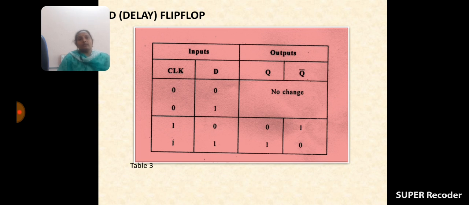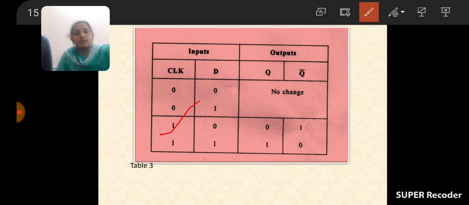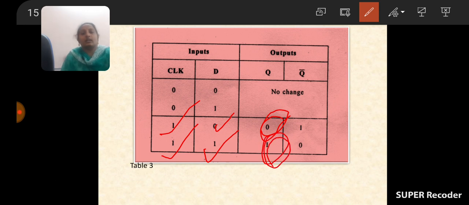But in the D flip-flop, when the clock pulse is 1 and the input is 0, the output is also 0. So see here, in the application of the clock pulse, if we apply 0 across D, we are getting output Q also 0. But in the application of the clock pulse, if we apply input 1, we are getting output 1. Is it clear? So this is about the D flip-flop. In this way, the output will follow the input terminal.